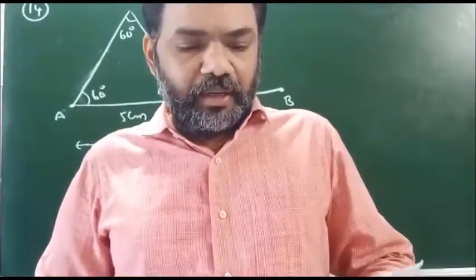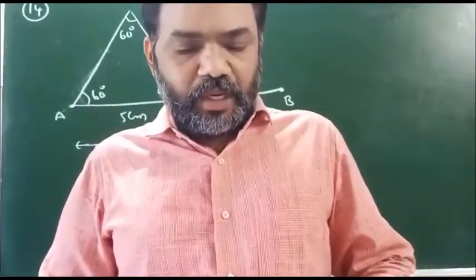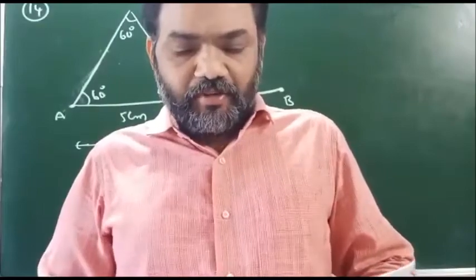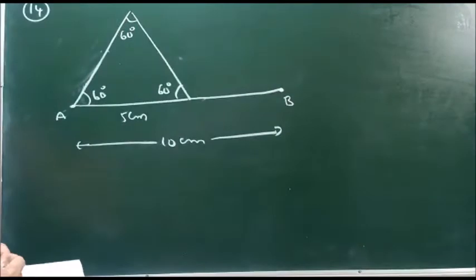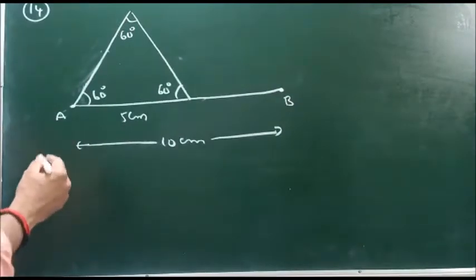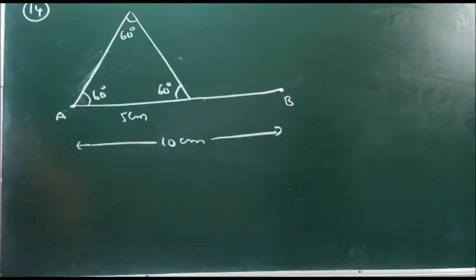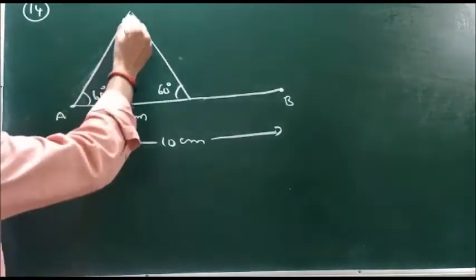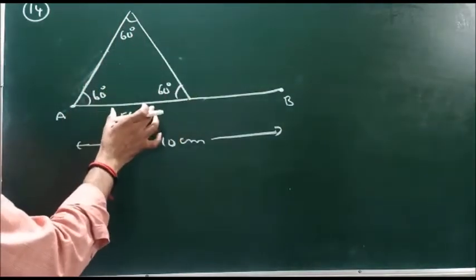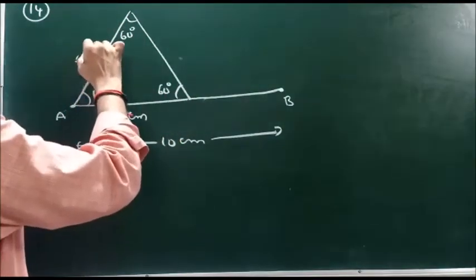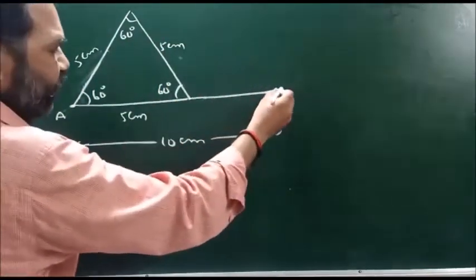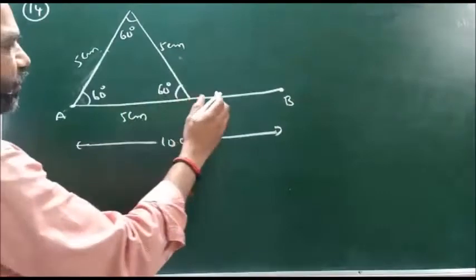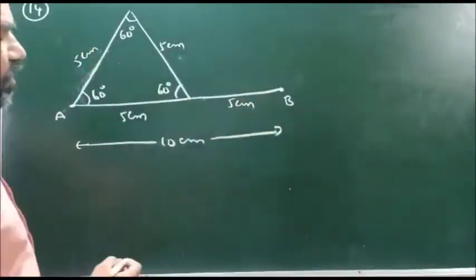Question number 14. A wire has a resistance of 24 ohms and is bent in the following shape. The effective resistance between A and B is dash. Here, given the total resistance of this wire is 24 ohms. If we observe, this is an equilateral triangle. Given this is 5 centimeters in length, then this is 5 centimeters, this is 5 centimeters. And given this total length from A to B is 10 centimeters, if this is 5 centimeters, then this is also 5 centimeters.